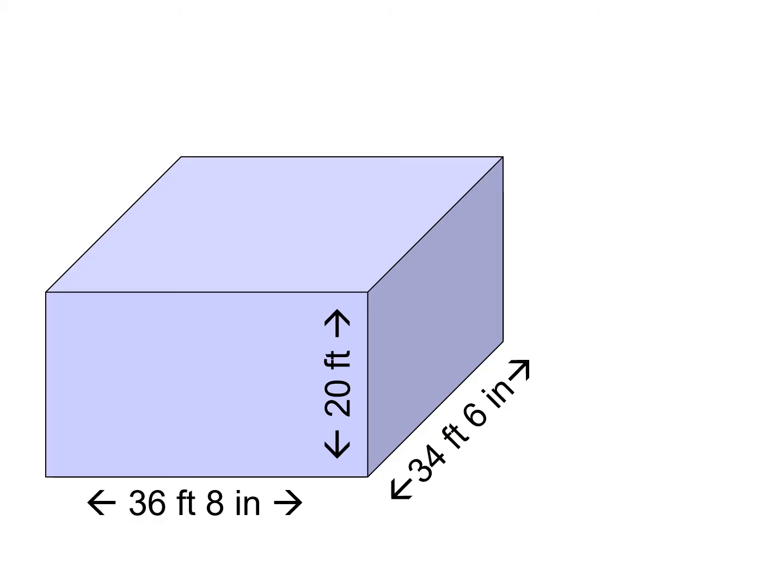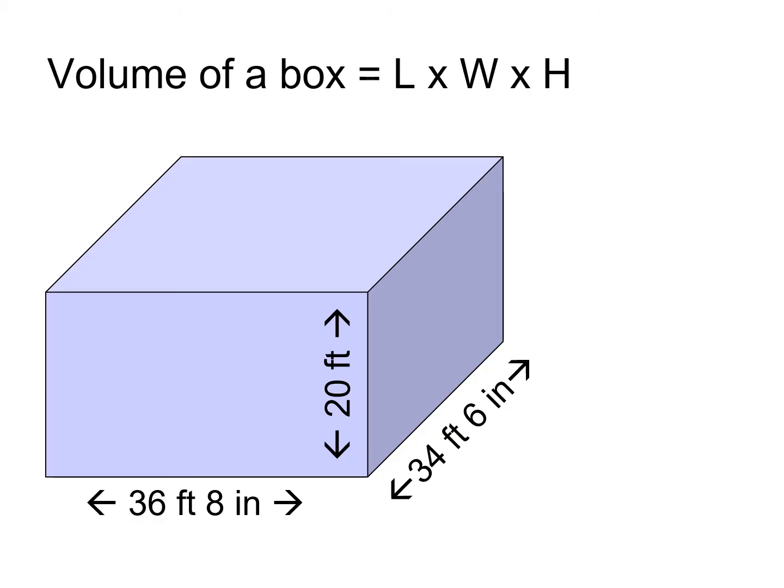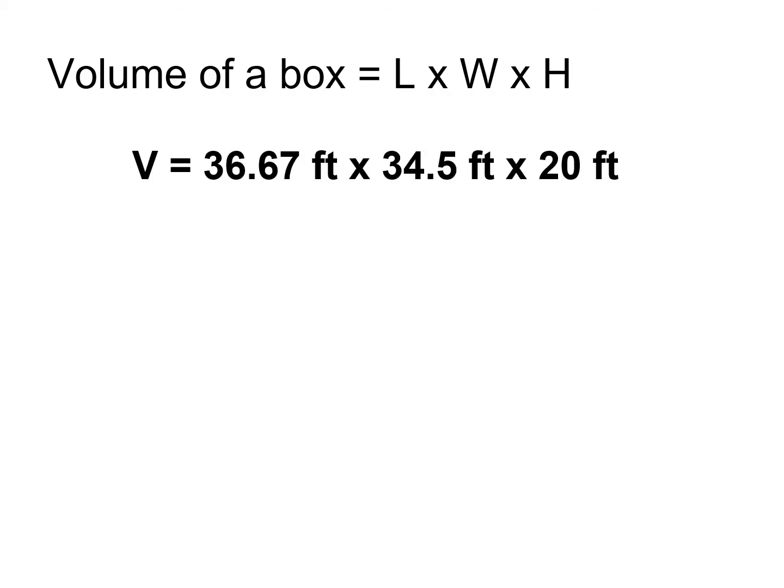The volume formula is length times width times height, so I'm going to multiply these three measurements together. There are the numbers with the units. When I multiply feet by feet by feet, I get cubic feet, and my calculator gave me a value of 25,302.3.